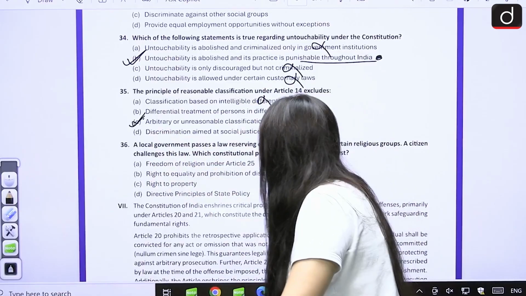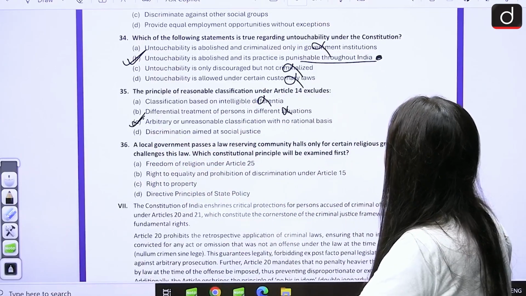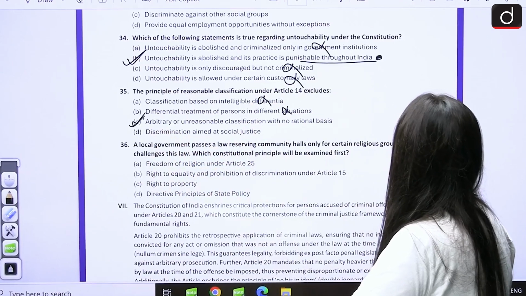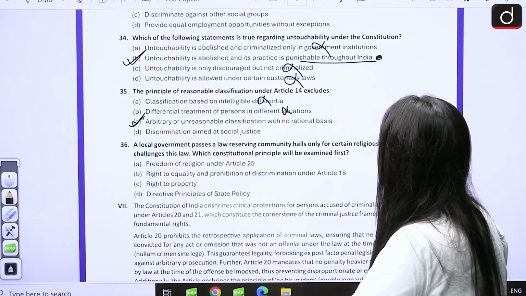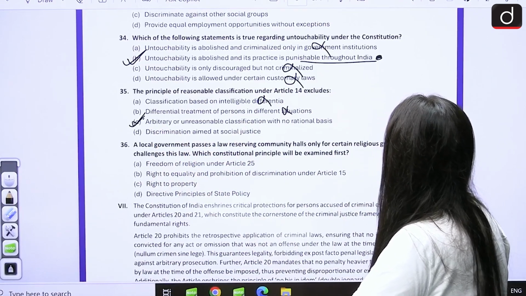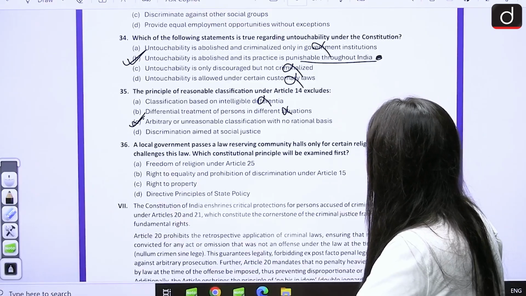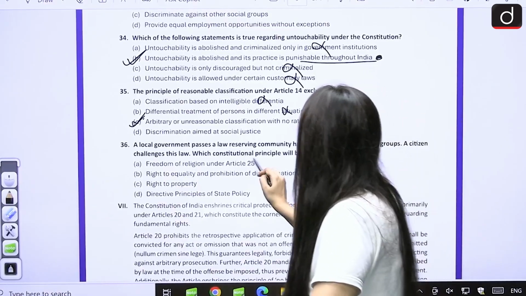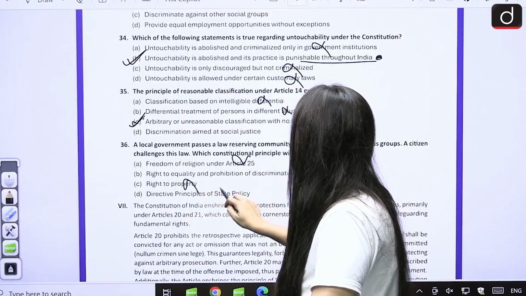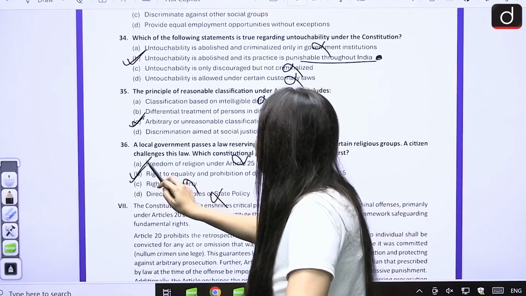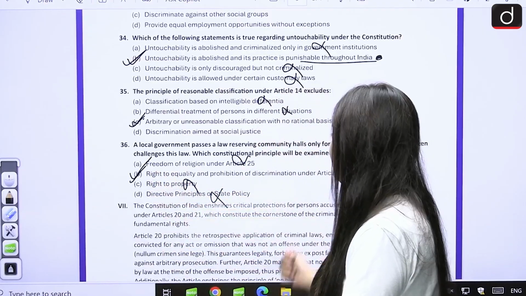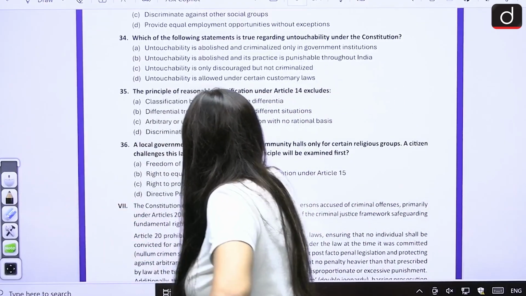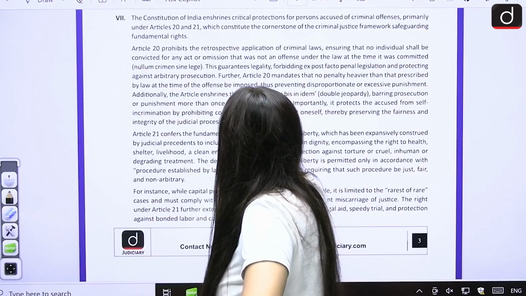Obviously. A local government passes a law reserving community halls only for certain religious groups. A citizen challenges this law. Which constitutional principle will be examined first? Right to equality and prohibition of discrimination under Article 15. ये कहाँ से आ गया, ये कहाँ से आ गया, ये तो बिल्कुल ही कहाँ से आ गया. इक्वालिटी पे पैसेज था, इक्वालिटी का ही आंसर होगा, है ना. चलिए नेक्स्ट पे आ जाते हैं.